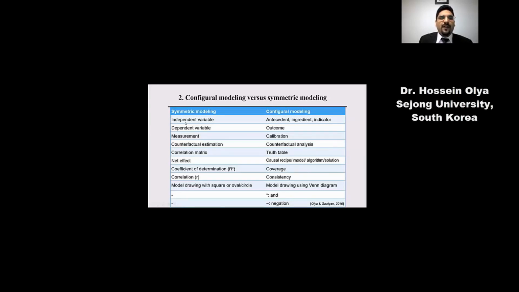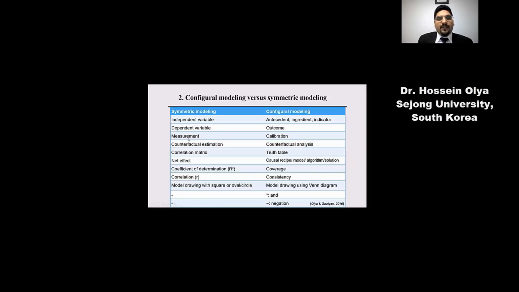I'm sure that you are familiar with independent variables, which are like determinants or indicators. But in configural modeling, like fsQCA and NCA, we call them antecedent, ingredient, indicator. The dependent variable, sometimes we call it the outcome. In configural modeling, we don't mention it as a dependent variable anymore. We call it outcome condition or outcome.